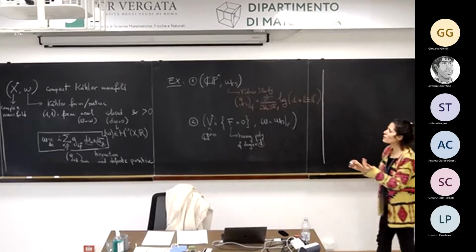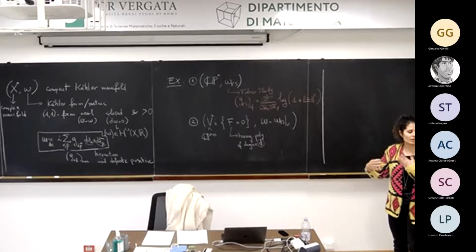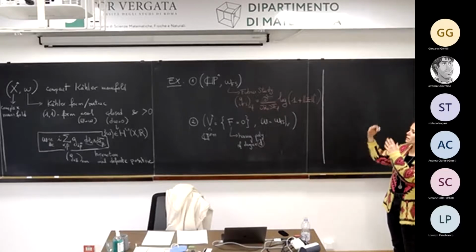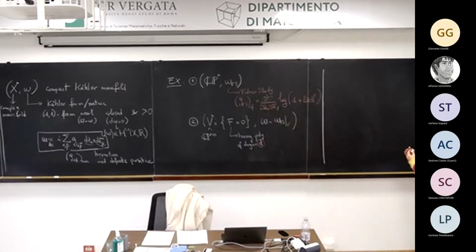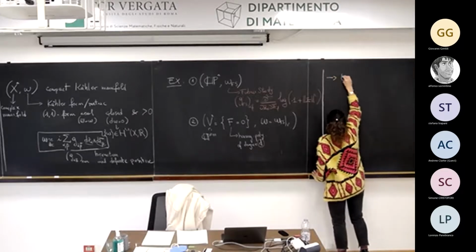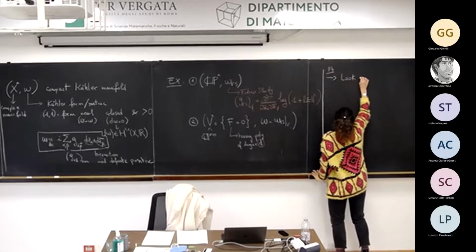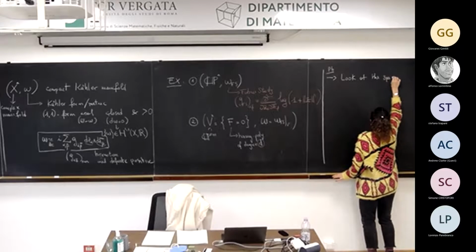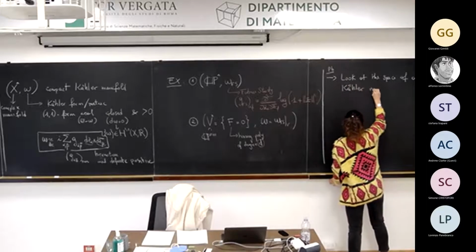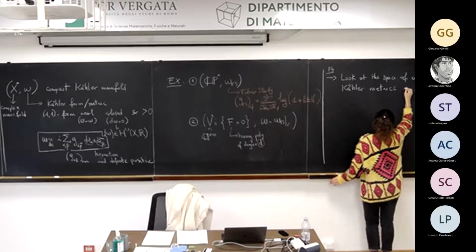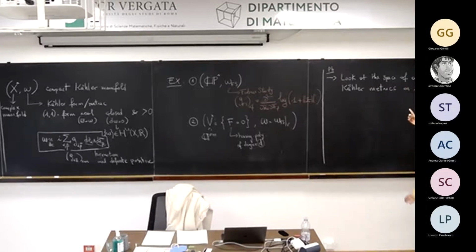Okay, so now we have these special words, Kähler manifolds. You can think of these as complex manifolds with a very special structure given by this Kähler form. And then what we want to do is to look at a general problem: look at the space of all Kähler metrics on X. A priori the Kähler metric is not unique, there could be a lot of them, and you consider all this space.